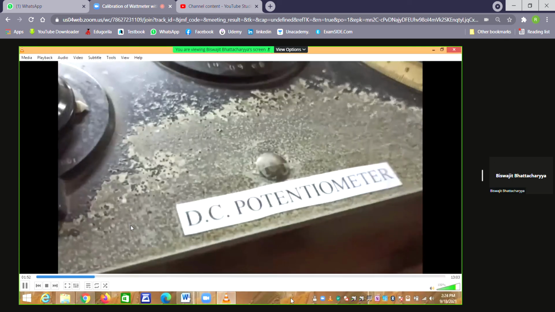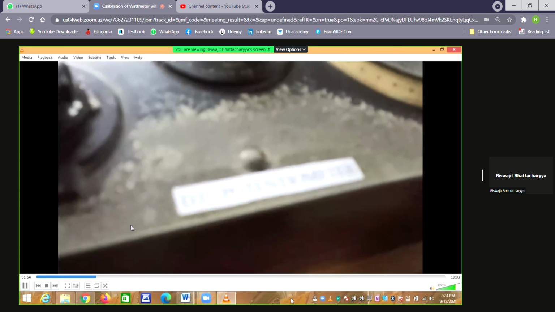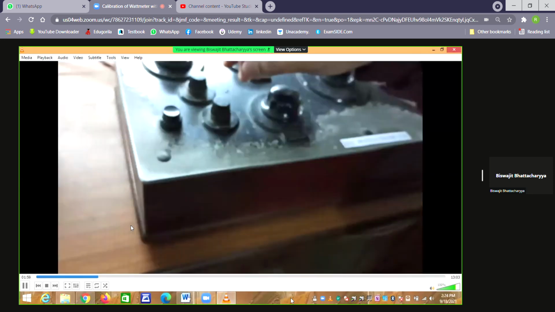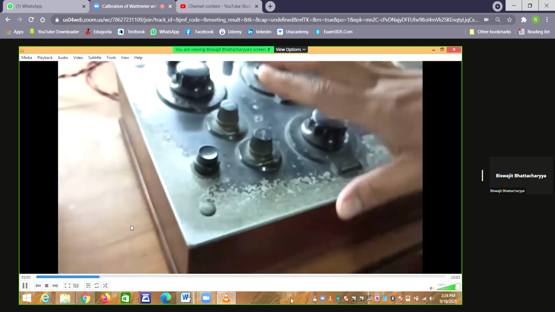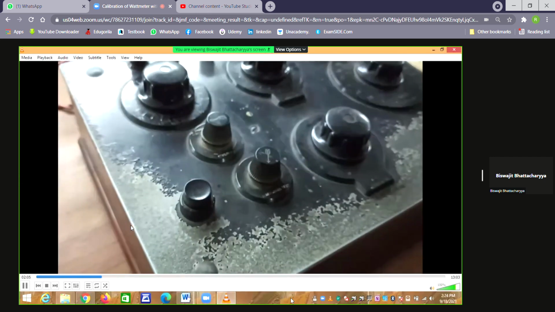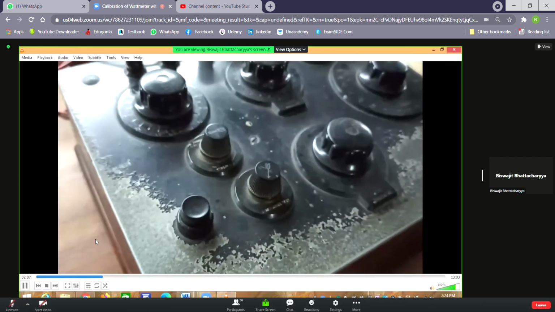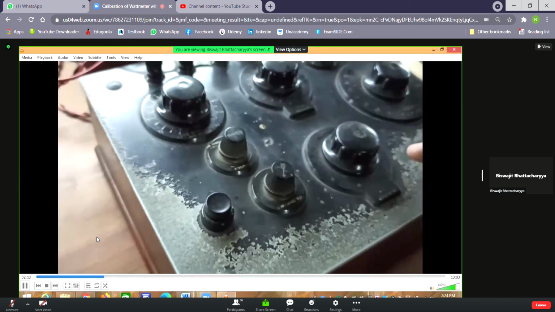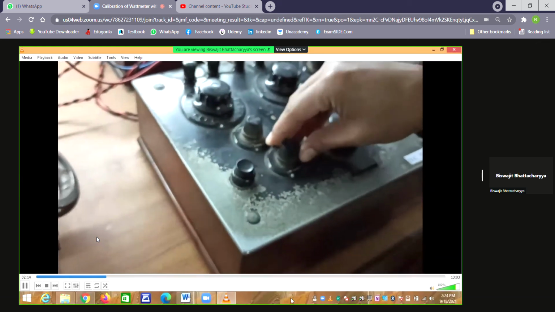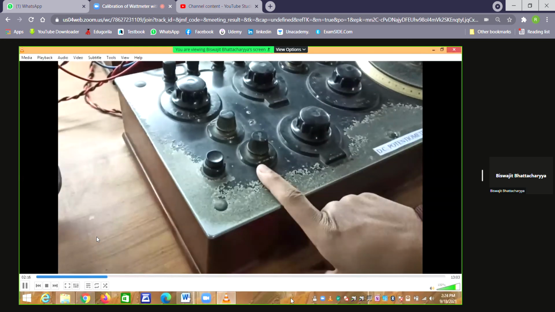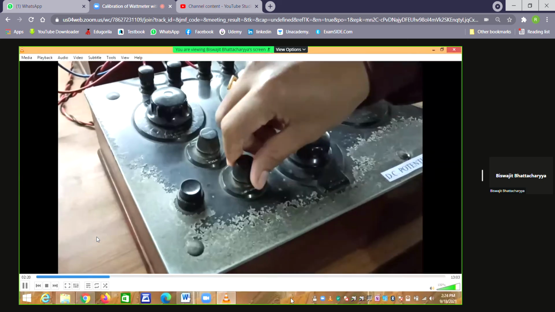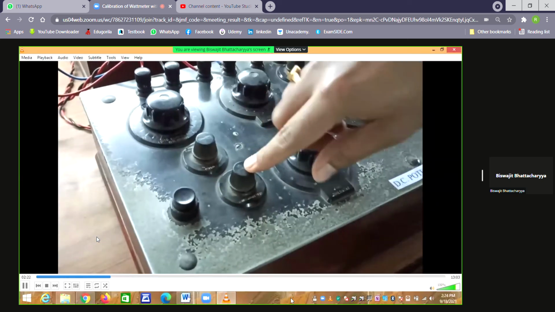As you can see, this is the DC potentiometer we are using. Here you can see it has two modes, standardized mode and test mode. We need to standardize this DC potentiometer in the experiment as we are calibrating another instrument. For the standardizing, we will use this standardized mode, and for testing, later we will use the test mode.